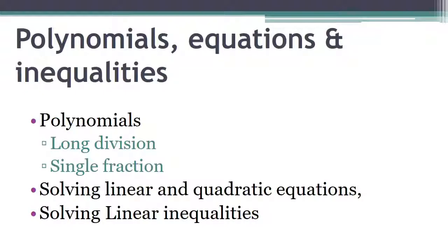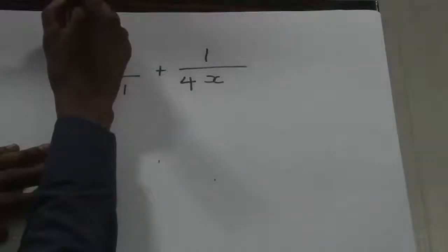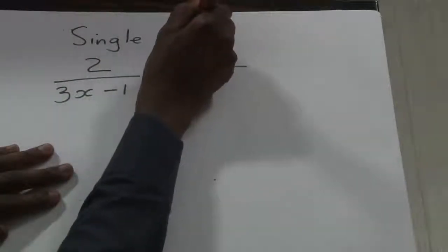You can be asked to write, for example, two fractions as single fractions. So for example, let's say you have 2 over 3x minus 1 plus 1 over 4x. You want to write this as a single fraction.